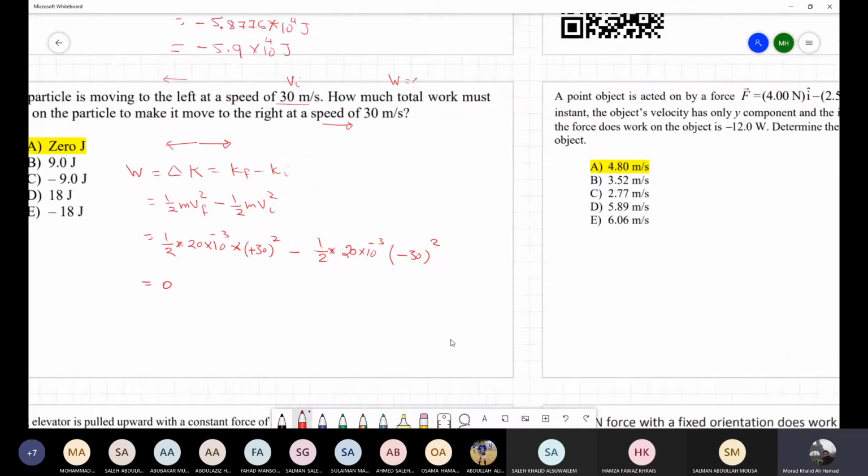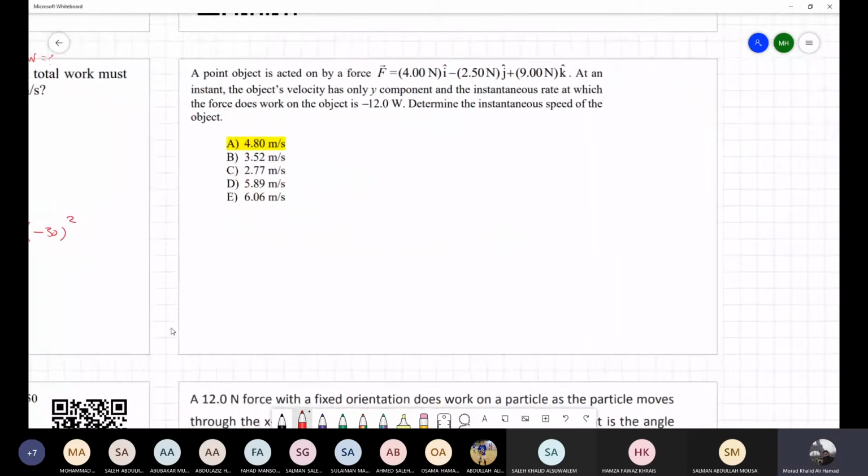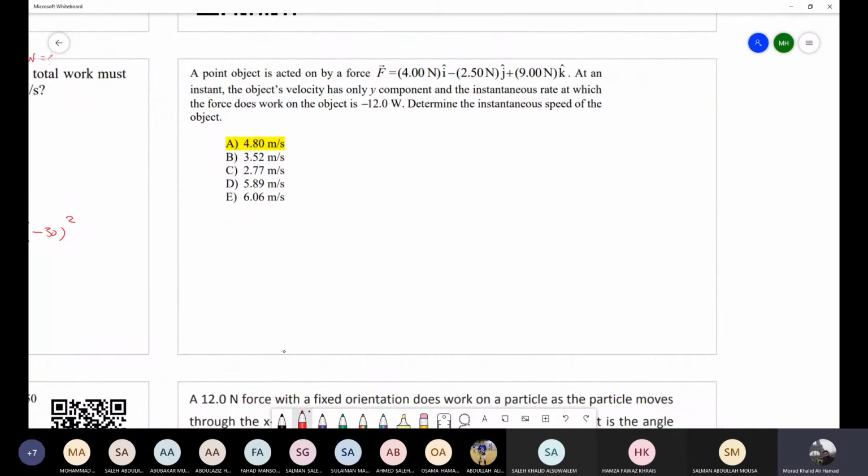Okay guys, here we have another question. A point object is acted on by a force. This is the force. It's 4i minus 2.5j plus 9k at an instant.